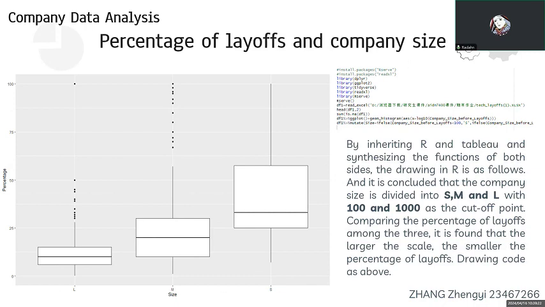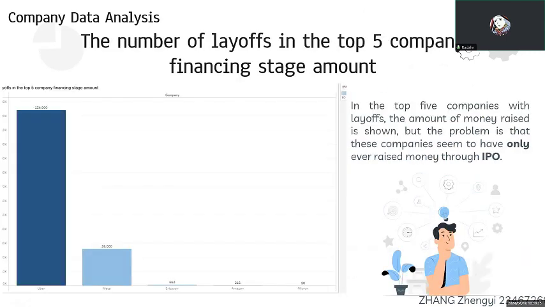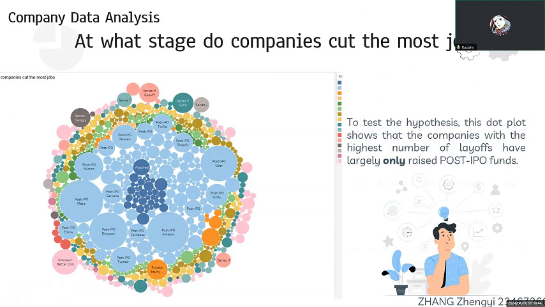Comparing the layoff ratios among the 3, we found that the larger the company, the smaller the layoff ratio. Among the top 5 companies with layoffs, the picture shows the amount of financing those companies have raised. But the problem is that those companies only seem to have raised funds through post-IPO. To test my idea, I created a bubble chart showing the financing of the companies. You can see from the picture that most companies have concluded post-IPO financing, and the blue bubble represents post-IPO, which occupies most of the picture.